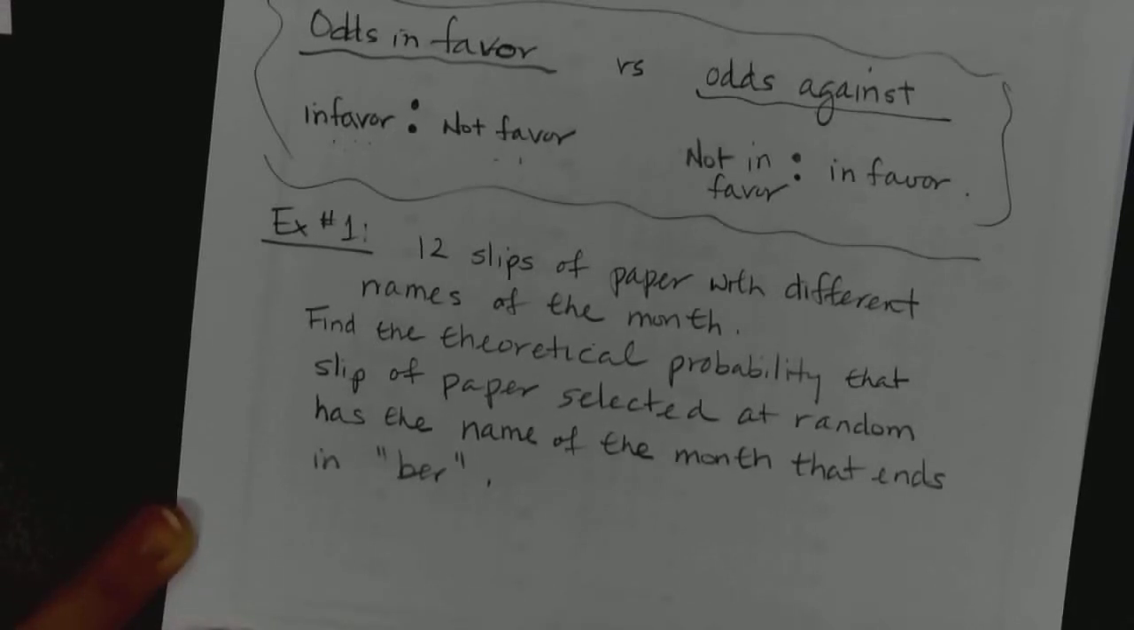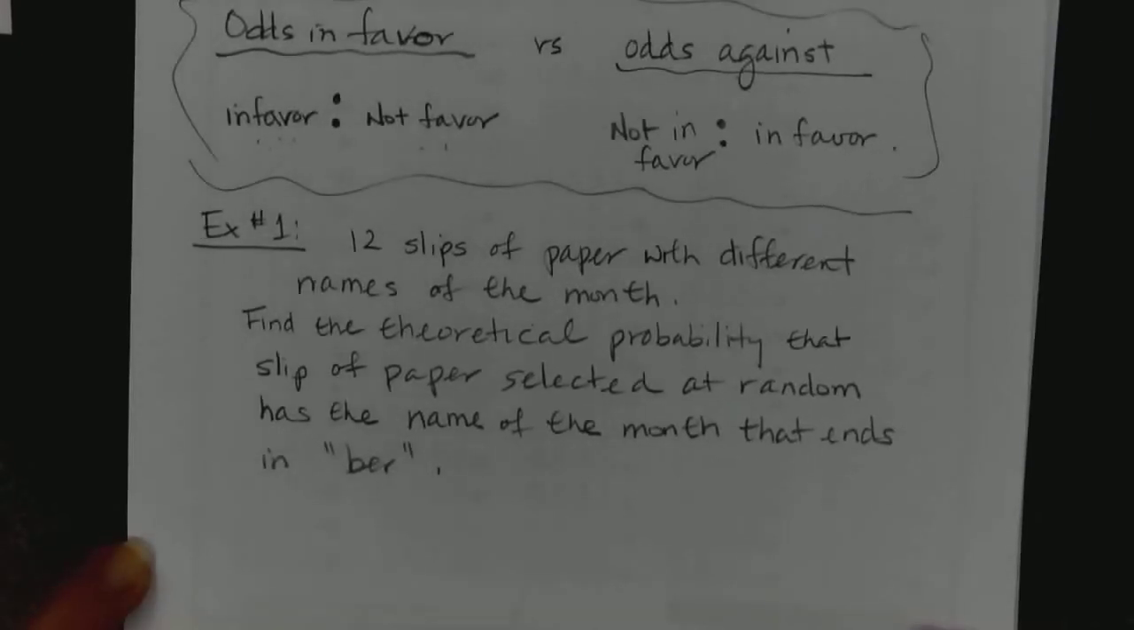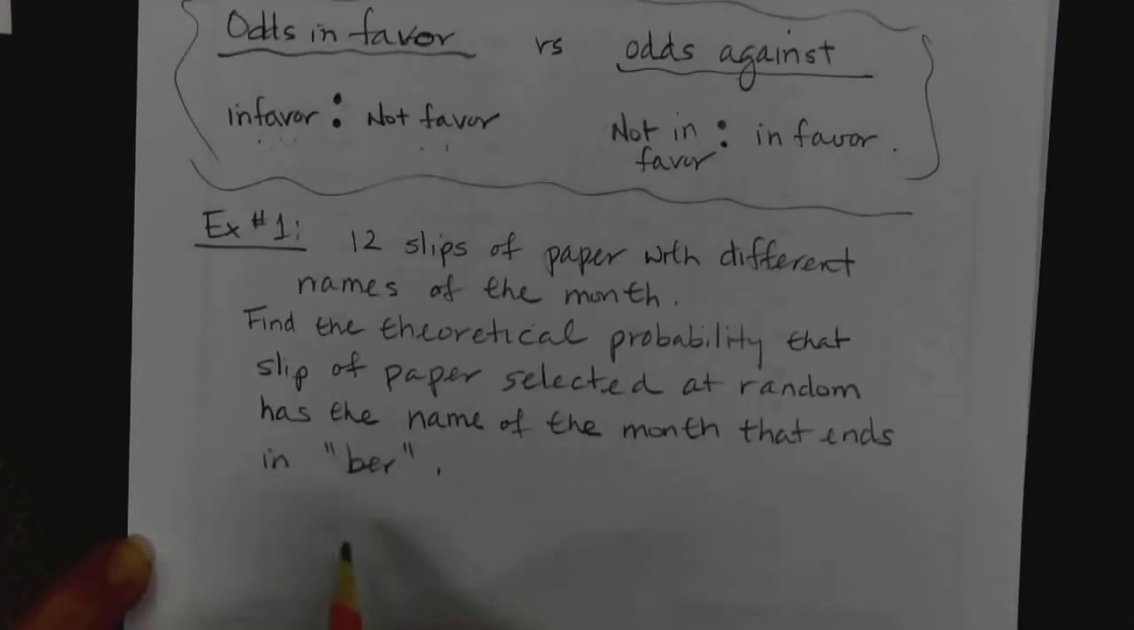October, November, December, March. September, October, November, December. That's it. So this is how you would write it. Ready?